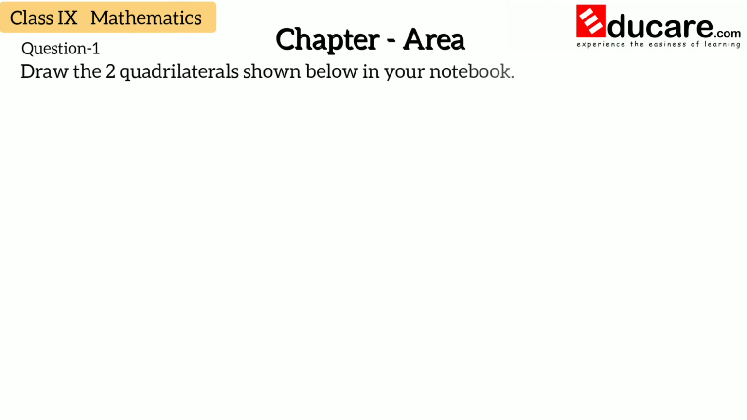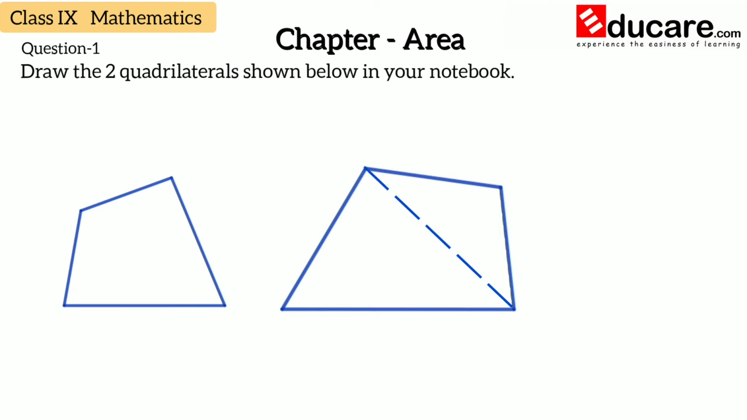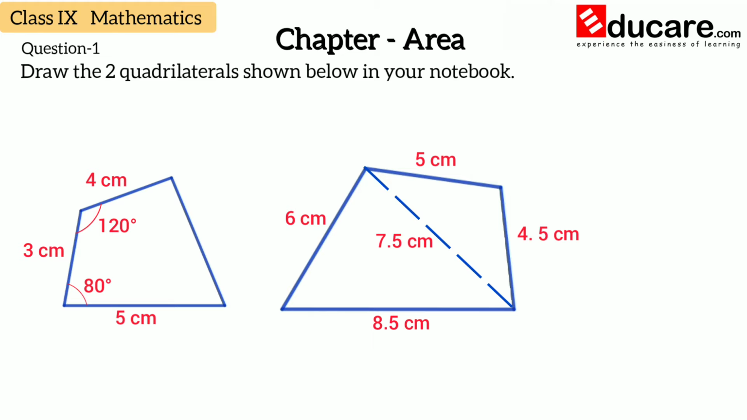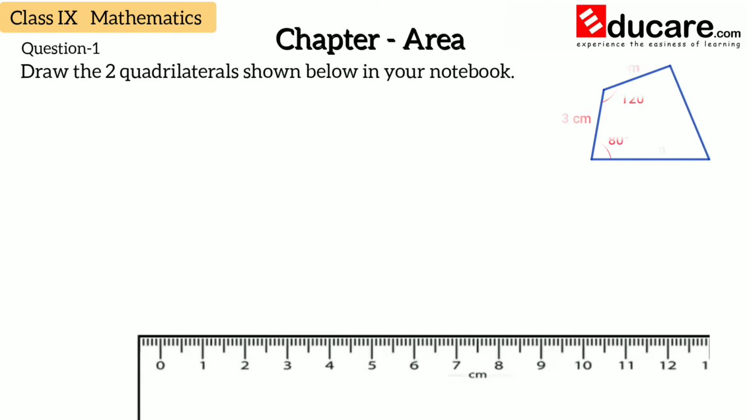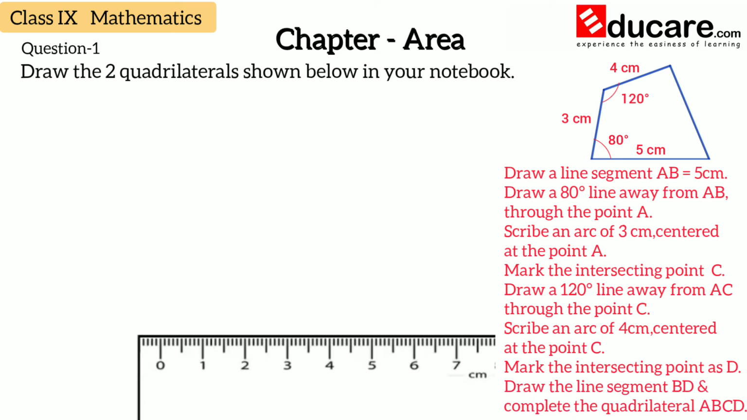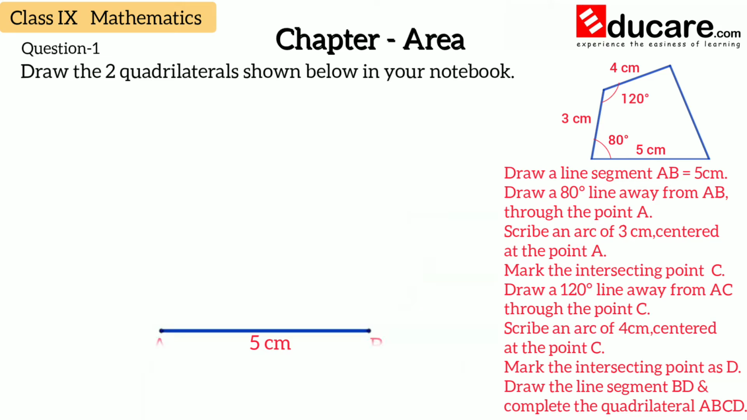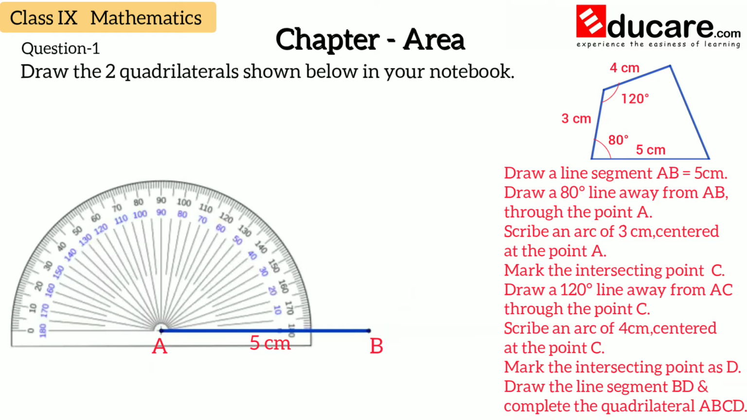Draw the two quadrilaterals shown below in your notebook. For the first quadrilateral, draw a line segment of 5 centimeters. Draw a line of 80 degrees away from the 5 centimeters long line through its first point, A.